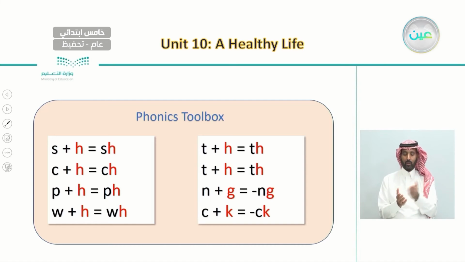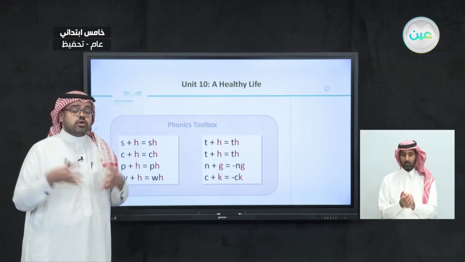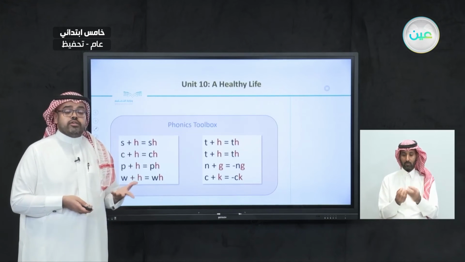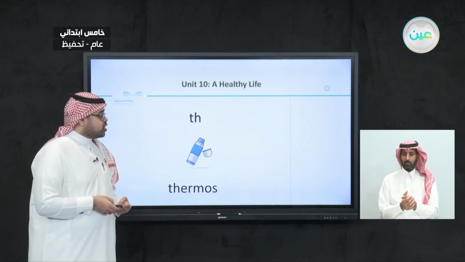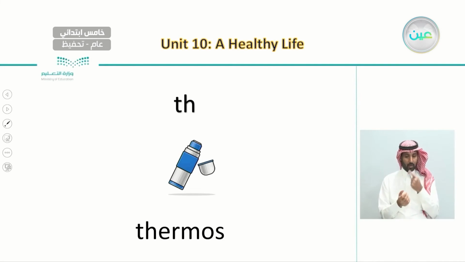Also, if we combine N with G, we will have words that end with NG, like ring and wing. Also, if we combine C and K, here we are going to pronounce the K, as in sock. So these are examples of what will happen to certain letters if we combine them together, and how is the sound of each of these letters. So let's get to know how we can pronounce each of them.